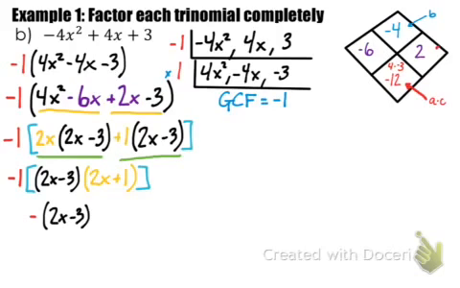So then we can rewrite this problem with the negative 1 just as a negative, and remove the brackets as negative the quantity 2x minus 3 times 2x plus 1. And this would be completely factored.